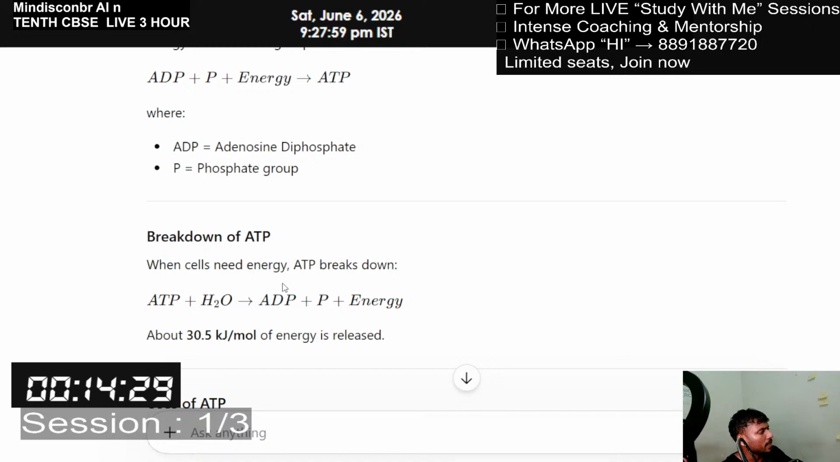Breakdown of ATP. When cells need energy, ATP breaks down. For example, if I have made up my mind to study, energy is needed. So how is this energy released? Energy is released by breaking down ATP. ATP is broken down with the help of water and it forms ADP, adenosine diphosphate, and phosphate plus energy. About 30.5 kilojoule per mole of energy is released. From 1 ATP we will get 30.5 kilojoule per mole of energy.